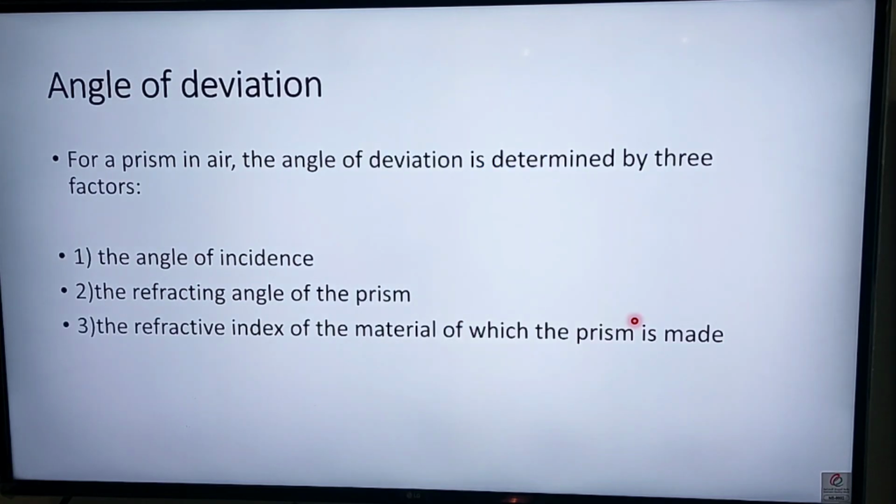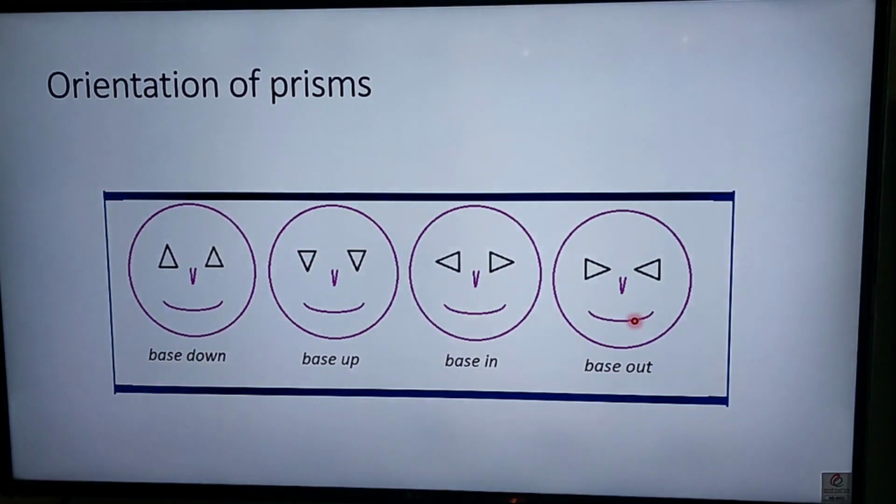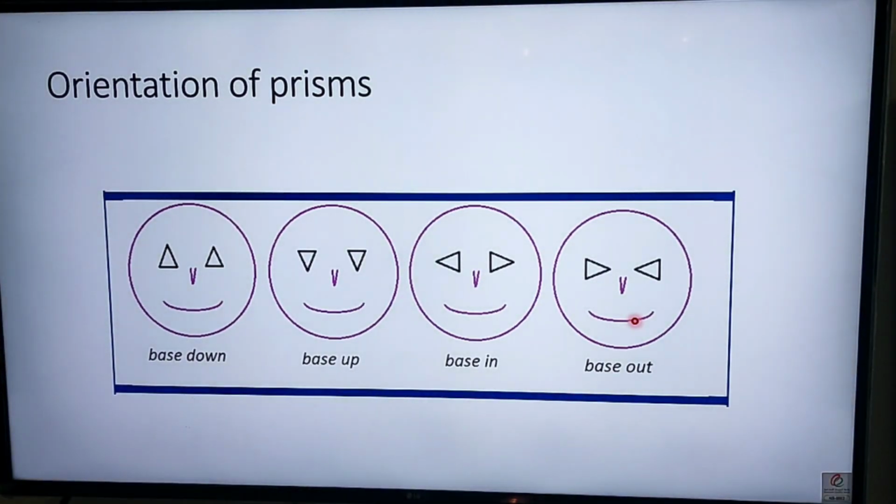Talking further about angle of deviation, it depends upon three things: the angle of incidence, the refractive angle, and the refractive index. As I've already told you, the orientation is determined by the direction of the base. So as the base is down over here, this is a base down prism, base is up, so base up prism, base in, and a base out prism.